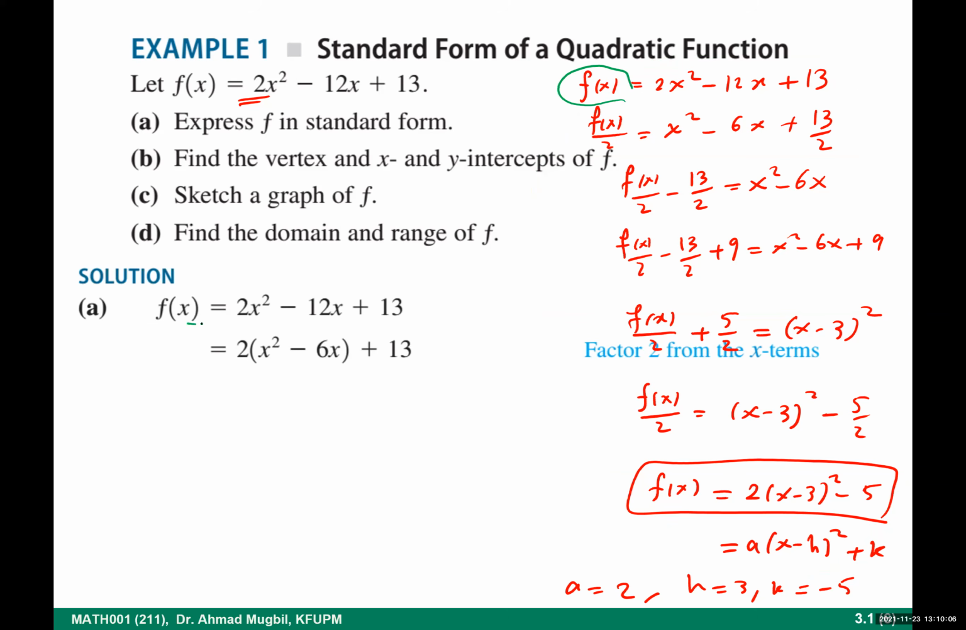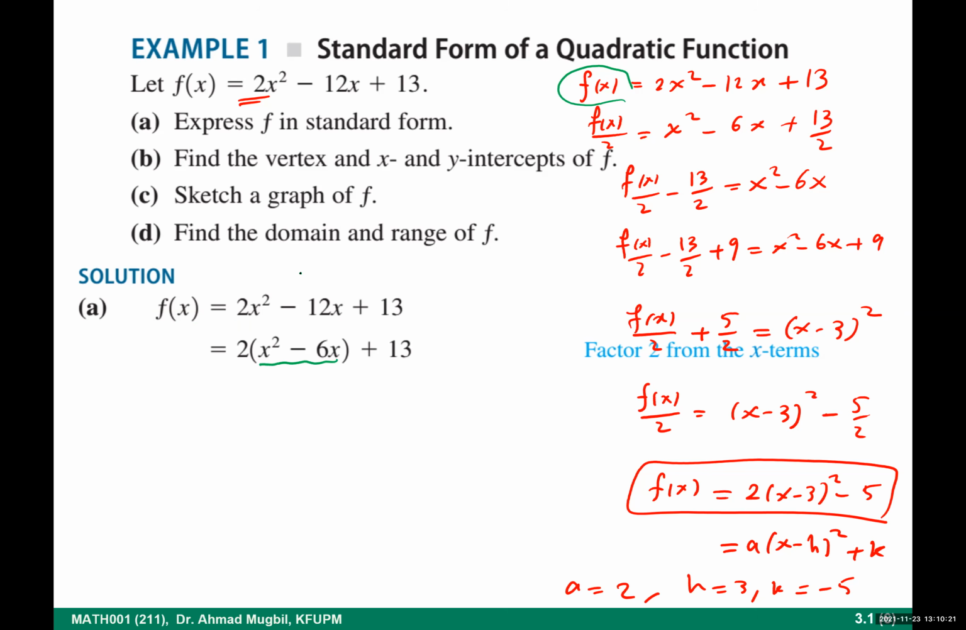Forget about this. This is f of x. It is fixed. It is there. This is f of x equals 2. Now, instead of dividing by 2, take 2 as a common factor between the first two terms. Now, complete the square here inside.